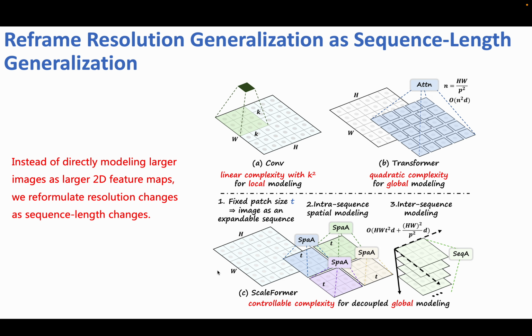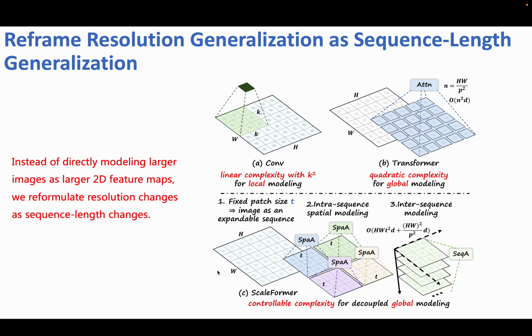ScaleFormer contains 3 main components. First, the scale-aware patchify module converts the PAN and LRMS inputs into fixed-size patch sequences. During training, we use bucket sampling to expose the model to different effective sequence lengths, improving robustness to unseen resolutions. Second, the single transformer modules decouple feature modeling into 2 parts. Spatial transformers capture local spatial structures inside each patch, while sequence transformers capture long-range dependencies across patches.